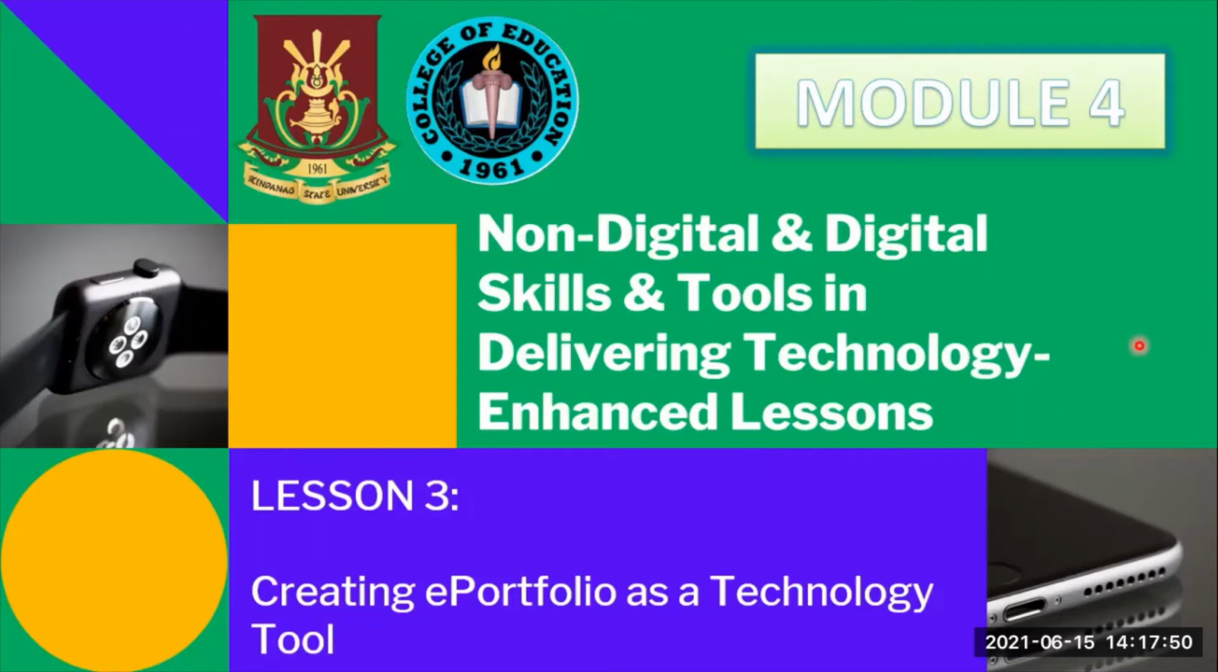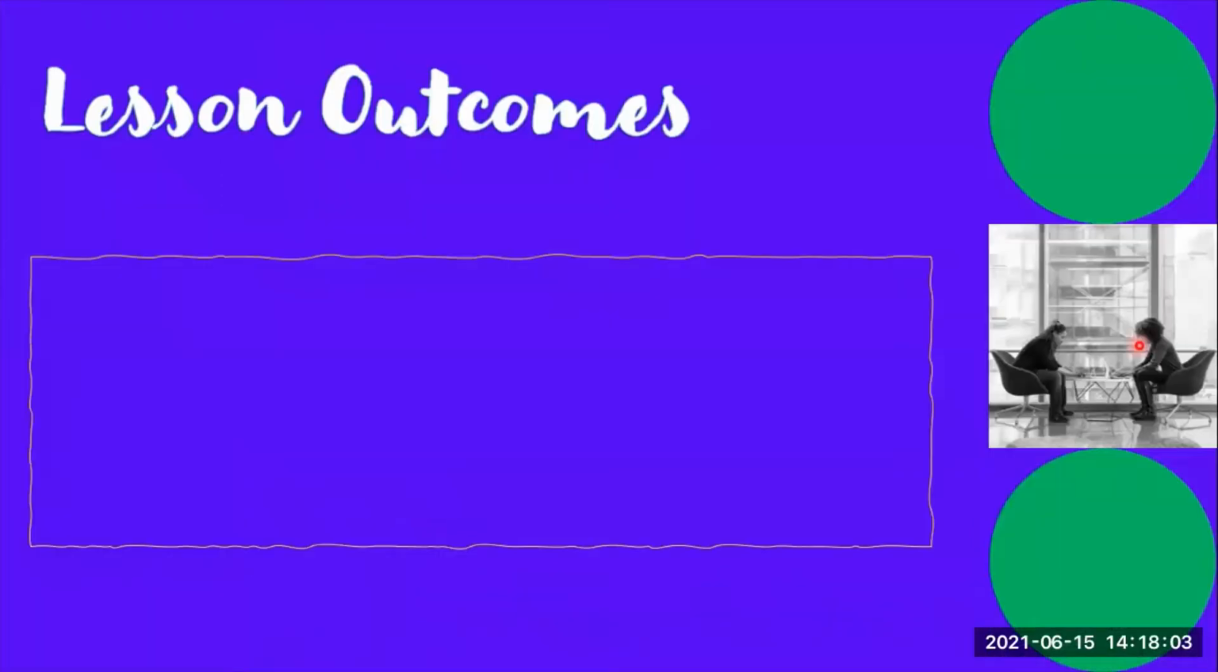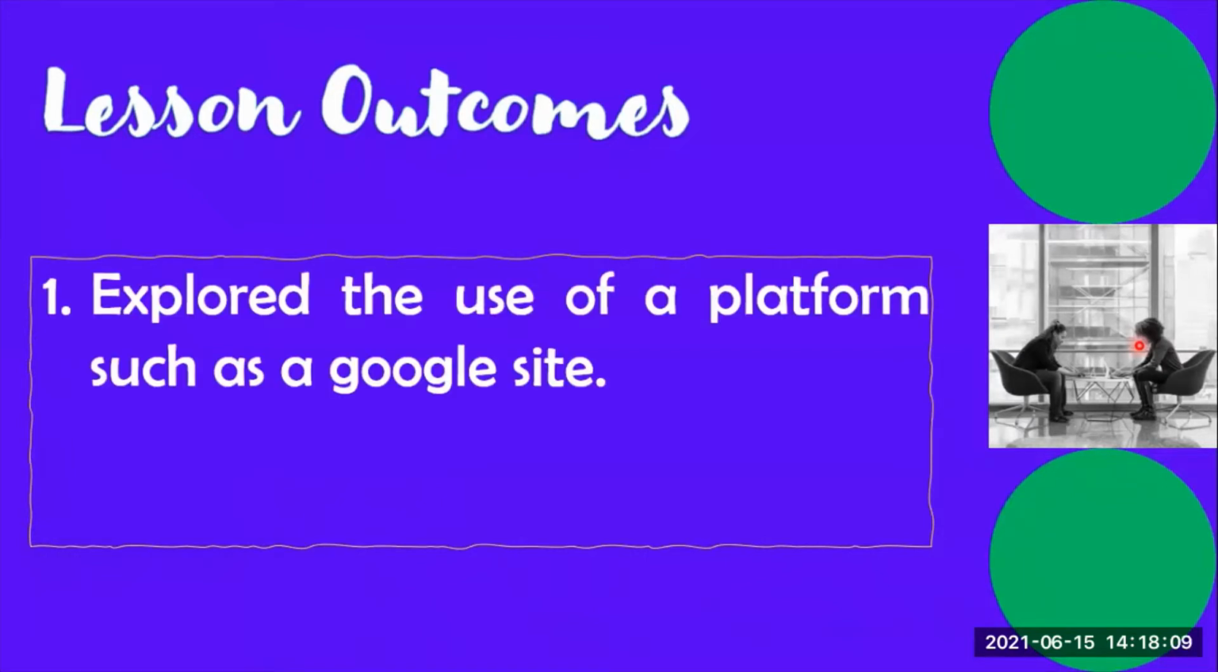So again, this is module 4, non-digital and digital skills and tools in delivering technology enhanced lesson. We'll be discussing lesson 3, creating e-portfolio as a technology tool. Okay, for this lesson, here are the outcomes. Number 1, explore the use of a platform such as a Google site.